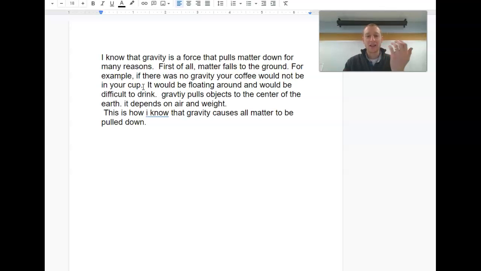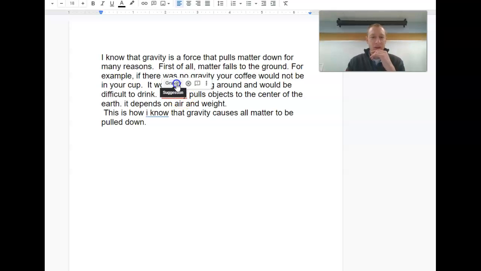Okay, so I just added some more details there so that that sentence made more sense, right? If there was no gravity, your coffee would not be in your cup. It would be floating around and would be difficult to drink. Okay, next sentence. Obviously, we need a capital letter here because that's a new sentence.